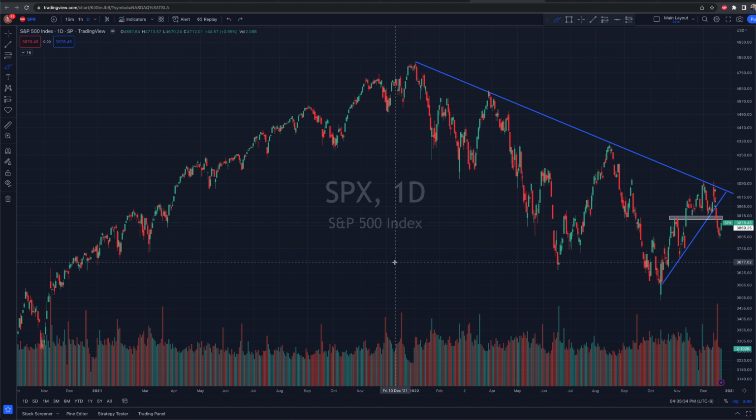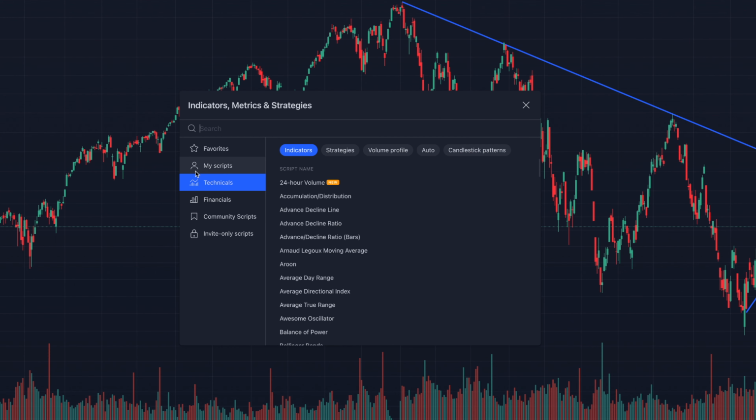understanding where to go to get access to these indicators, as we call them here. And they're essentially under the indicators tab up in the top right. Head up there, go down to indicators, click on that right there. Then you're going to see a bunch of different options. Go to technicals on the left-hand side. And then instead of clicking on indicators, strategies, volume profile, auto, go to candlestick patterns.